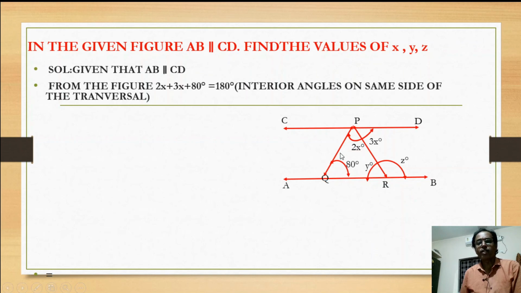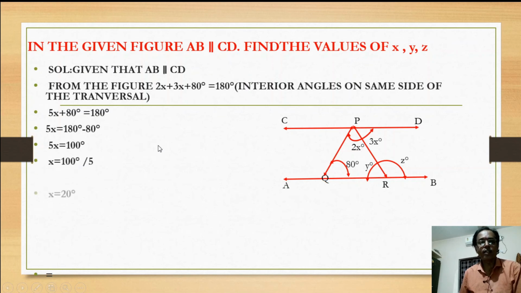These two are the interior angles on the same side of the transversal, so that's why 2x plus 3x, nothing but 5x, 5x plus 80 is equal to 180. We can write easily, now 5x plus 80 equal to 180, then 5x is equal to 180 minus 80, then 5x equal to 100, then x is equal to 100 by 5, then x is equal to 20 degrees.